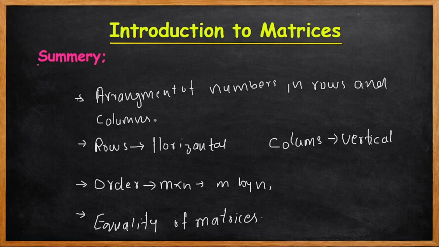The summary of the video is that a matrix is actually an arrangement of numbers in rows and columns. In a matrix, rows run horizontally and columns run vertically. The order of a matrix is m cross n, or m by n. That means the number of rows and columns, here m represents the number of rows and n represents the number of columns. Equality of two matrices holds if both of the matrices are of the same order and the elements in the corresponding positions are equal. So the two matrices will be called equal matrices.